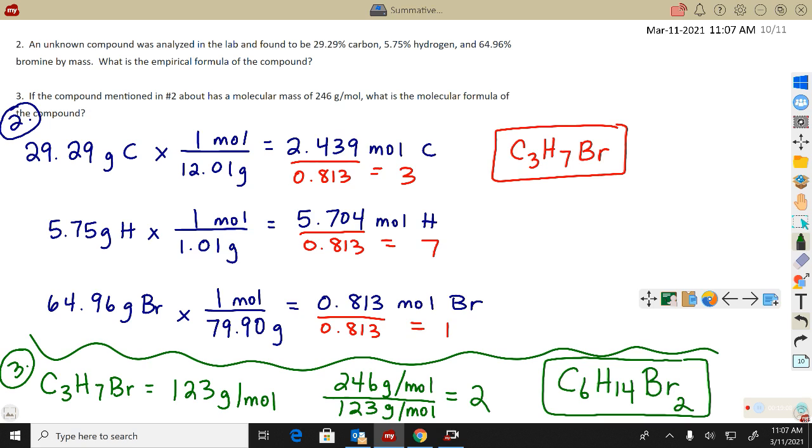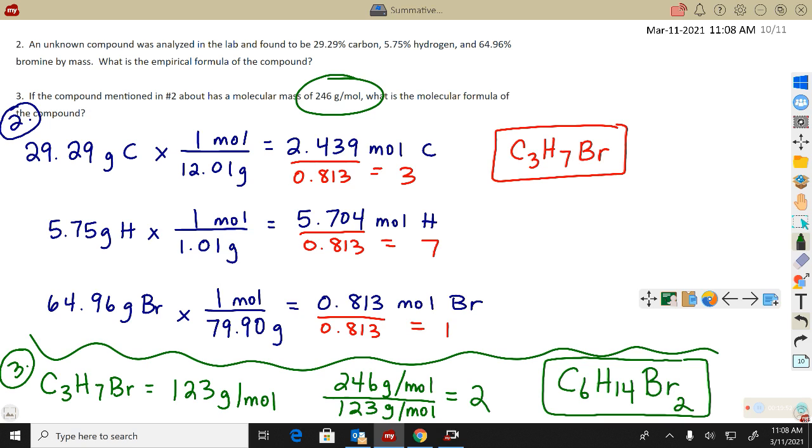But then in question 3, they told me the true mass of the molecule was 246 grams per mole. So I just took my periodic table and quickly added the mass of C3H7Br. And I got about 123 grams. All I have to do is compare that to the true molar mass, or molecular mass, 246, and found that the true molecule should be twice as large. So then all I have to do is double my ratio. Instead of 3-7-1, it becomes 6-14-2. And then we got it.